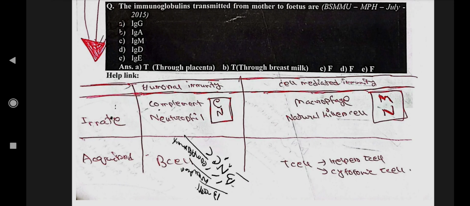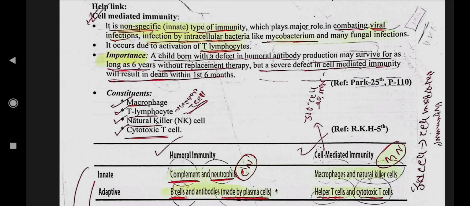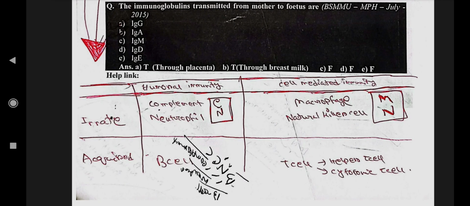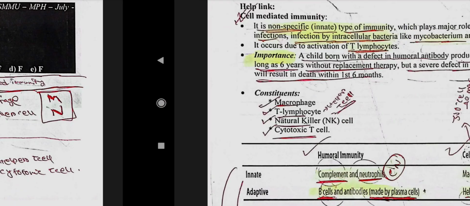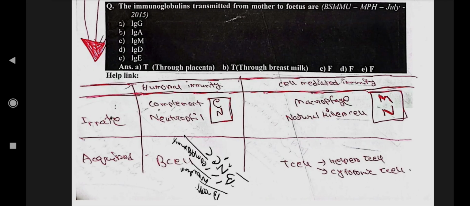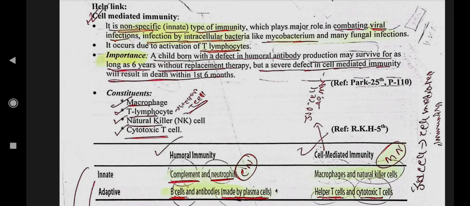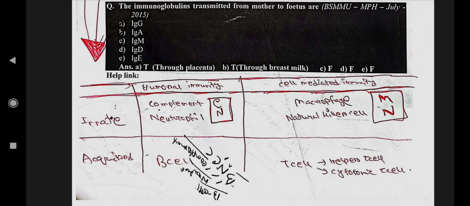Humoral immunity, cell-mediated immunity. Innate: complement, neutrophil. Cell-mediated: macrophage, natural killer cell. Acquired humoral immunity: the B cell. And cell-mediated immunity: helper T cell, cytotoxic T cell.